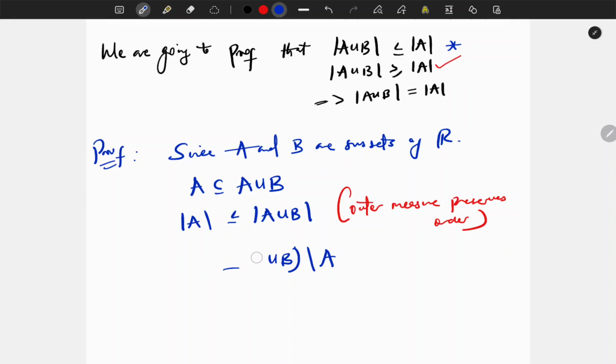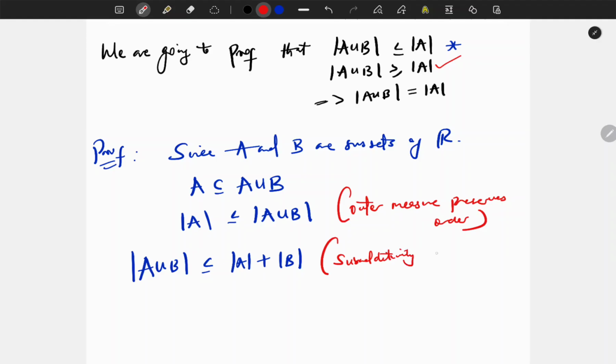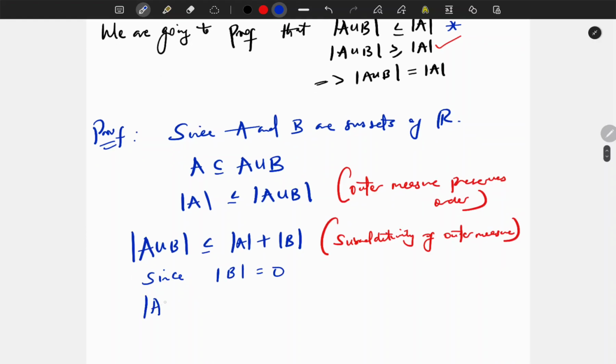Okay, we can just use countable subadditivity, that is the outer measure of A union B is less than the outer measure of A plus the outer measure of B. This is countable subadditivity of outer measure. So since the outer measure of B is 0, then the outer measure of A union B is less than the outer measure of A.